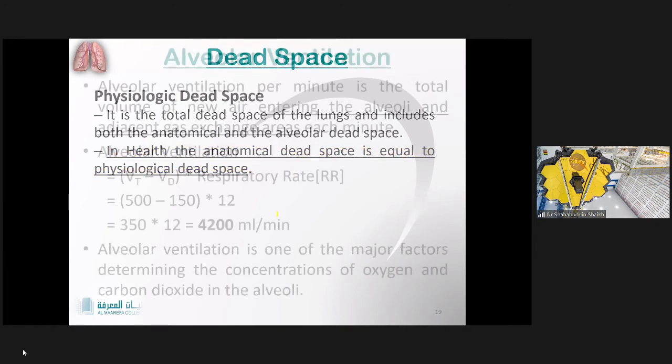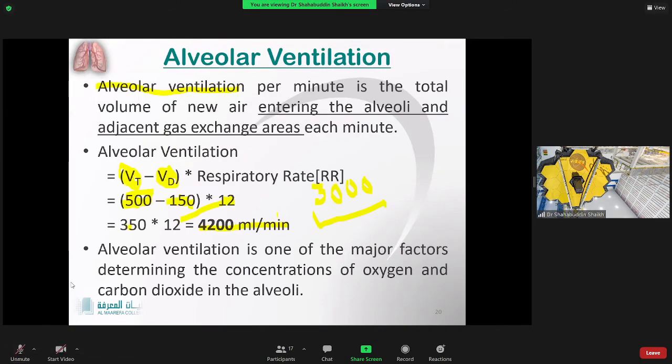Any difficulty till this part? Anybody has question? No questions?